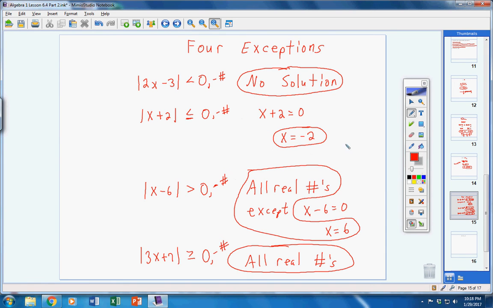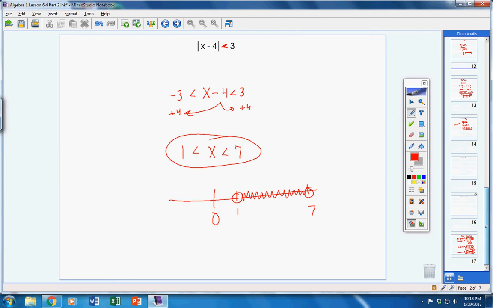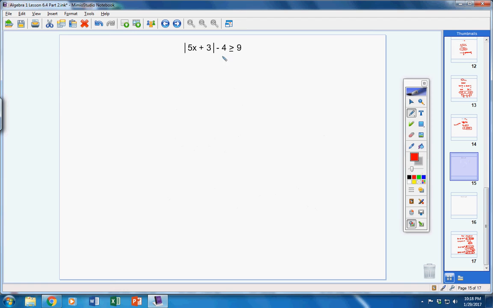Okay, moving on to another problem here. And let's see if that's our last one. Not quite. 2 more to go. Alright, you can work ahead or watch me. That's up to you. Let's solve this. Now, step 1 is to isolate the absolute value. Okay? So let's bring the negative 4 over and make it a positive 4, and we're left with the absolute value of 5x positive 3 is greater than or equal to 13.